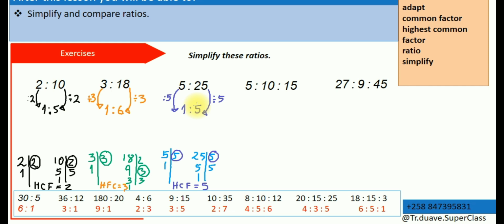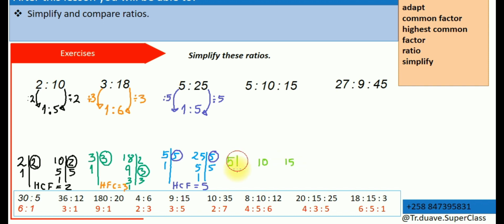Now let's move to the next example, where we are dealing with 3 different parts. So we have 3 quantities. The ratio now is 5 to 10 to 15. We're going to factorize each of these quantities, and then we're going to find the highest common factor. So now we are going to factorize the numbers 5, 10, and 15.